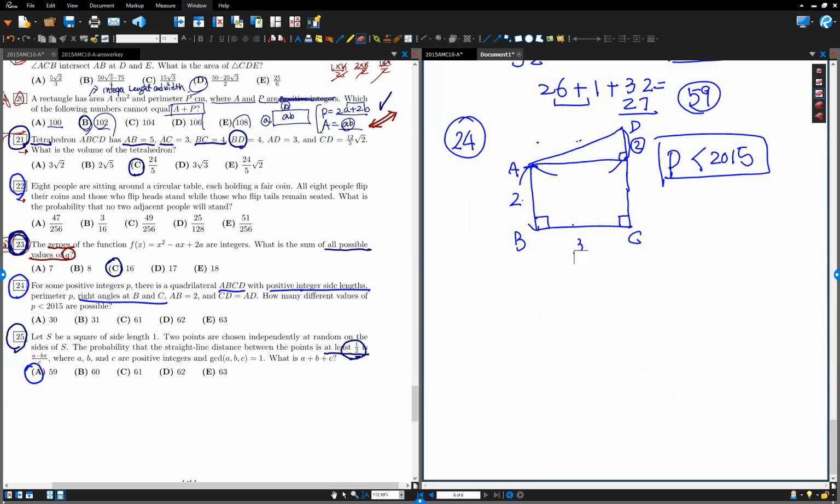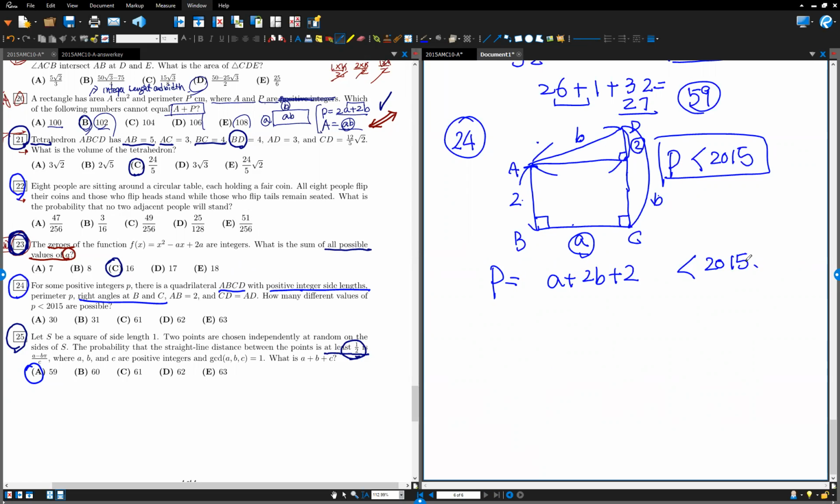So anyway, what is this number? This number is also a variable, right? This is B. All right, there is some constraint between A and B. It should satisfy the Pythagorean theorem, okay? What is the perimeter anyway? A plus B plus B plus 2, so A plus 2B plus 2, that's the perimeter. It should be less than 2015.